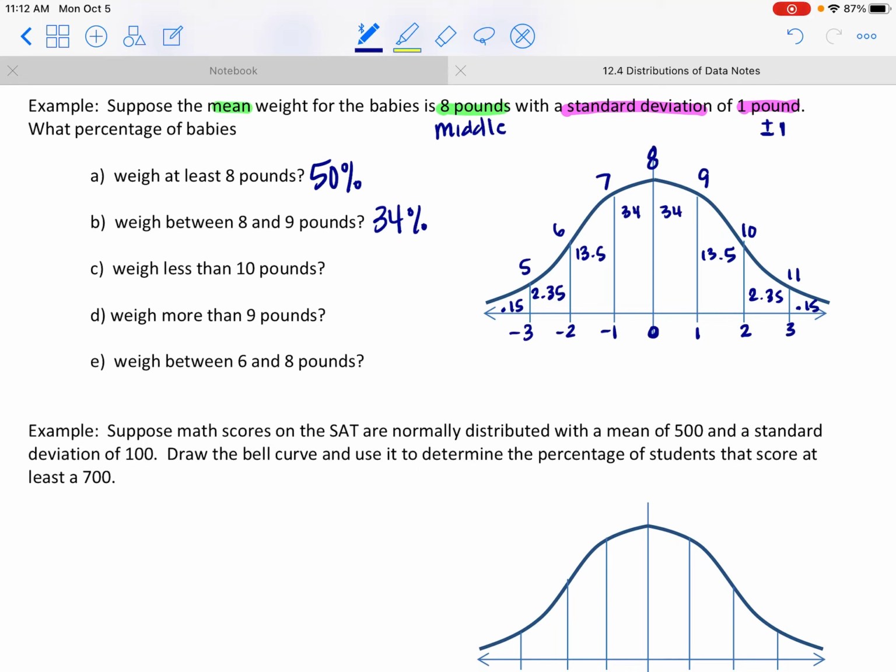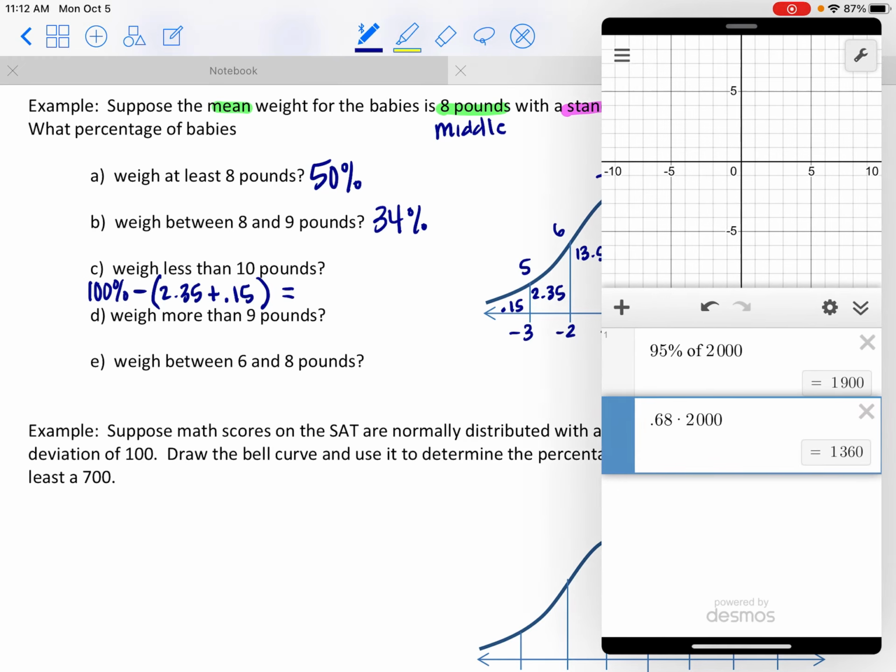Or less than 10 pounds. Less than 10. So here's 10. Less than 10 would be all of this. Okay, so 2 ways we can get that. We can add up all the numbers we've highlighted there, or we could subtract these 2 from 100. Either way, we're going to figure out what that is. So I'm going to take 100%, and I'm going to subtract out the 2.35 and the 0.15, and that gives me what?